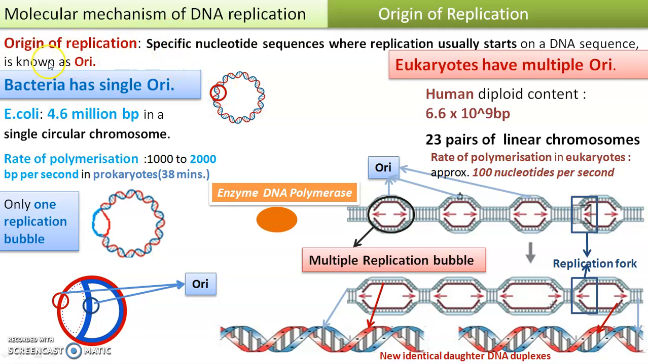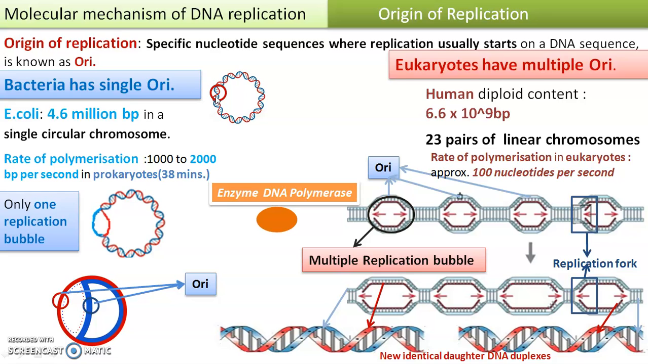Origin of replication. It's a specific nucleotide sequence where replication starts. See, this is a prokaryotic chromosome and this is a stretch of eukaryotic chromosome DNA. So, in this circular chromosome, it cannot start replication anywhere. It should begin at a specific, fixed spot, referred to as ORI in short, origin of replication. That is where it starts replication.